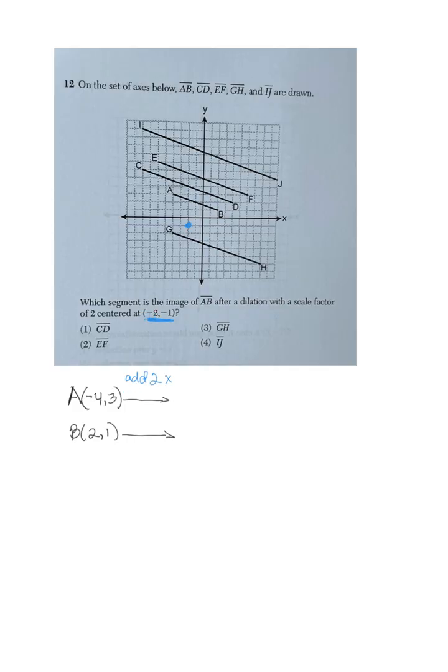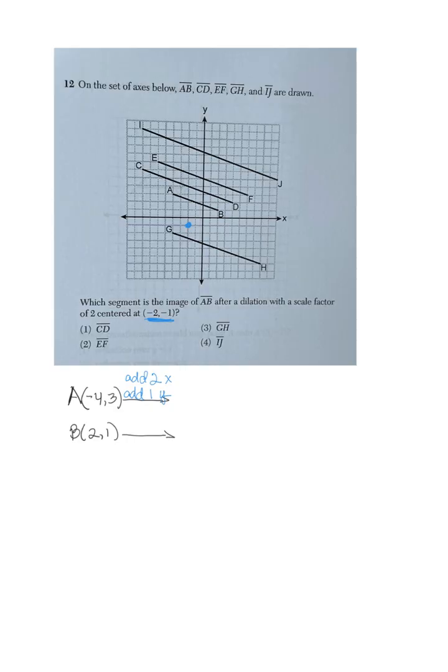In other words, add 2. Okay, and I'm going to do the same thing with the y. I'm going to do the opposite. It's -1, right? So I'm doing the opposite, which is add 1 to the y value. Okay, all right, so what does that give us?